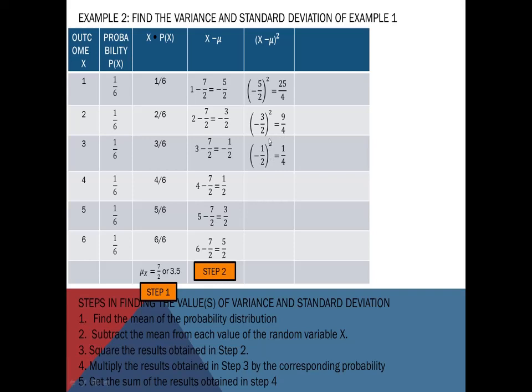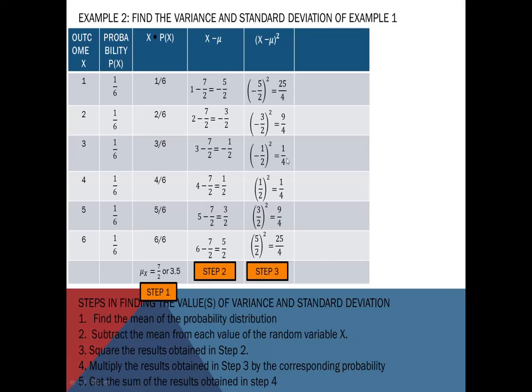Negative 1 half squared: negative 1 times negative 1 is positive 1, and 2 times 2 is 4. And so on and so forth. Okay? So you've got the idea already of how to get that. Now that is our step 3.